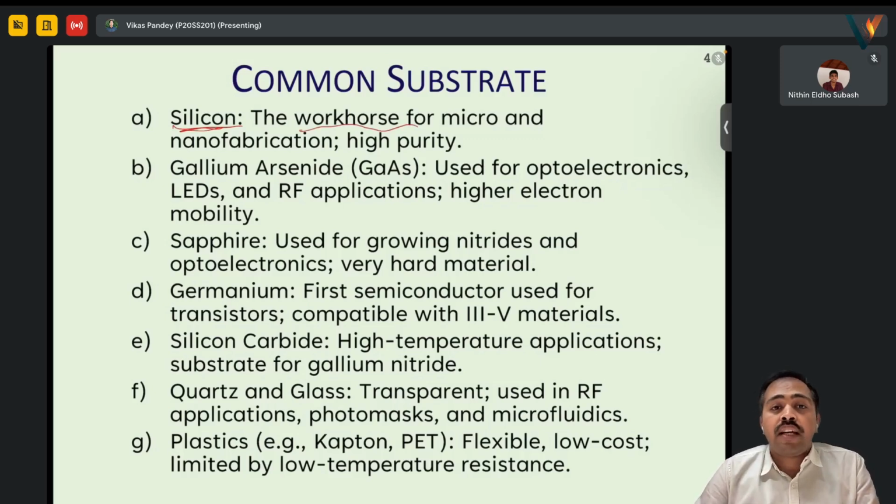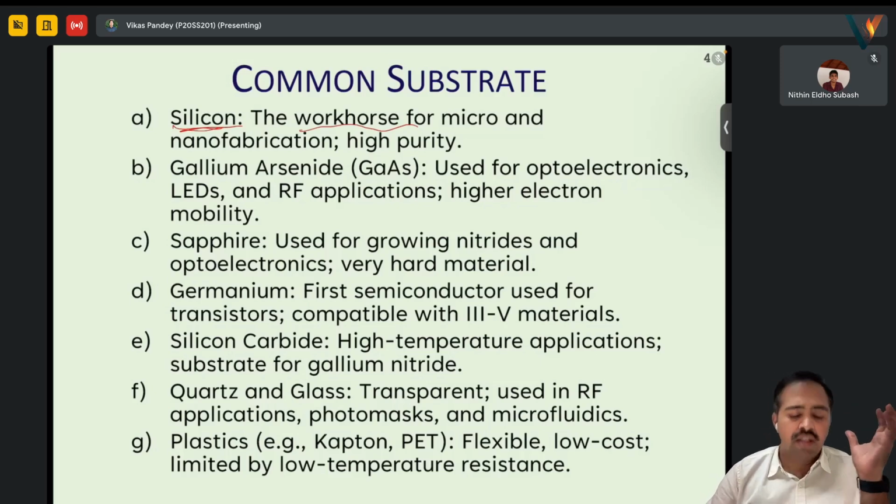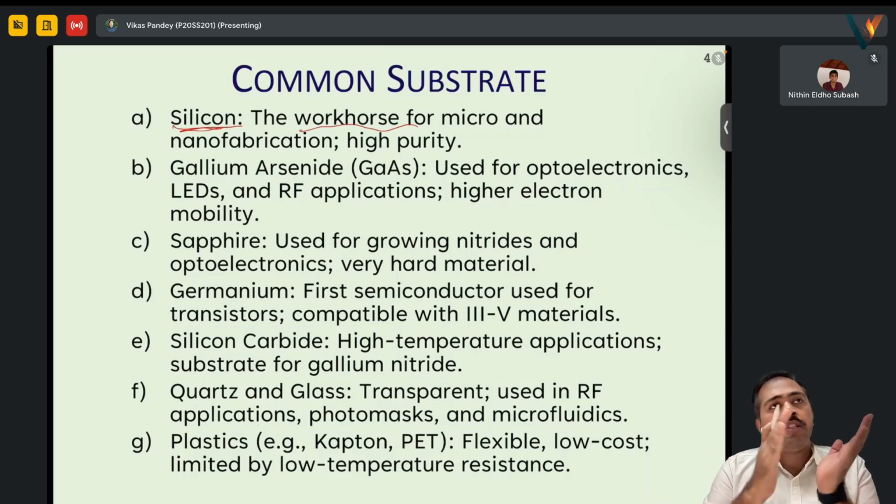Second comes gallium arsenide. When we are talking about silicon and germanium, if you see the periodic table of elements, there is something called as metal.